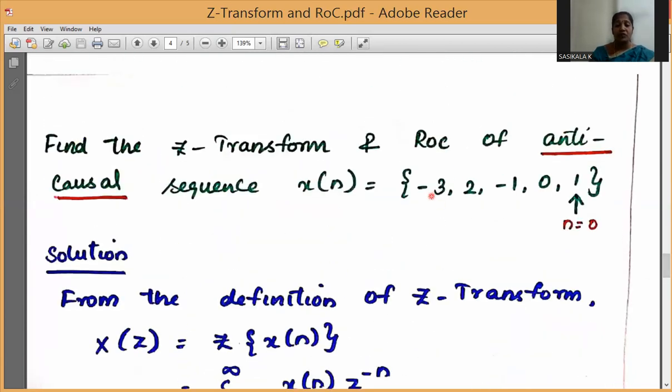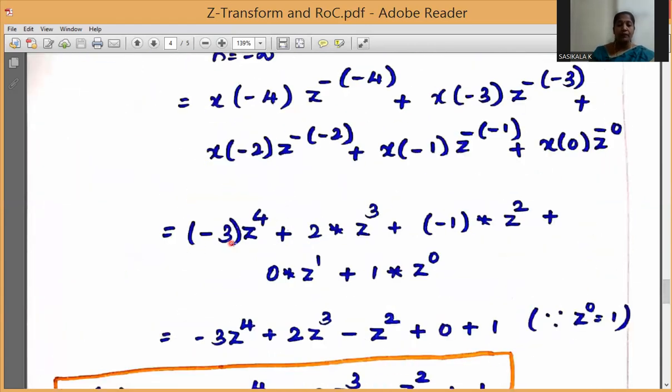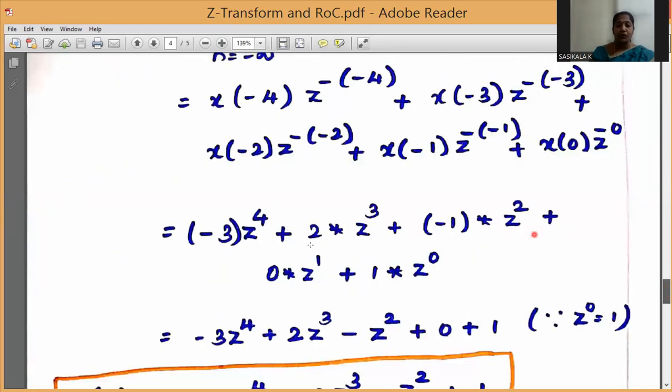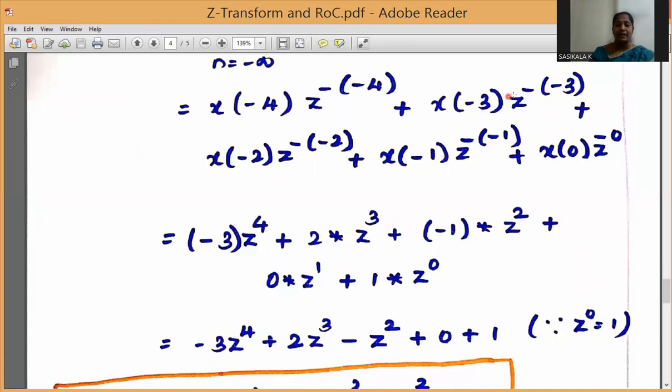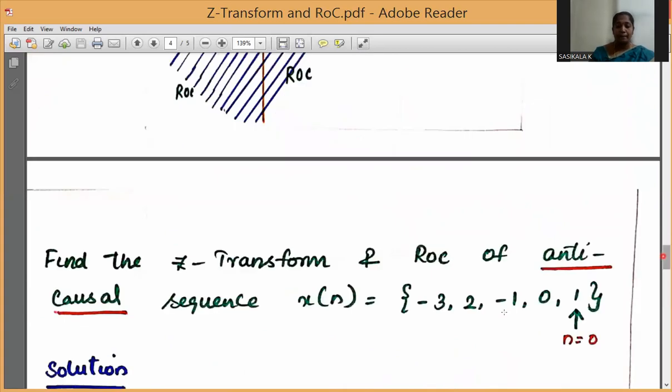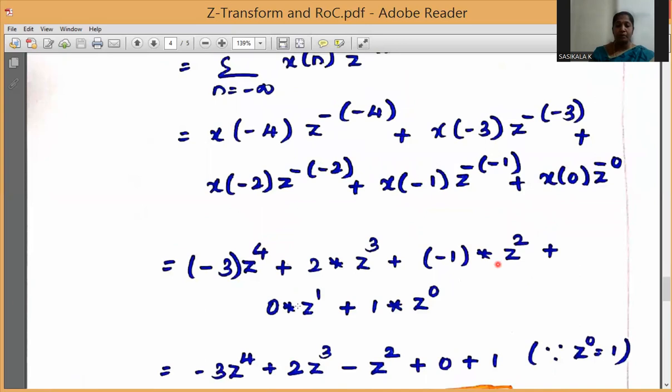So what is x of minus 4 value? It is minus 3. So substitute minus 3 into z power 4 because minus into minus is plus. So it becomes z power 4. Now what is the value of x of minus 3? So x of minus 3 value is 2. So you have to substitute 2 into z power minus of minus 3 becomes plus 3. So 2 into z cube plus x of minus 2 value is minus 1. So minus 1 into z square plus 0 into z power 1 plus 1 into z power 0.